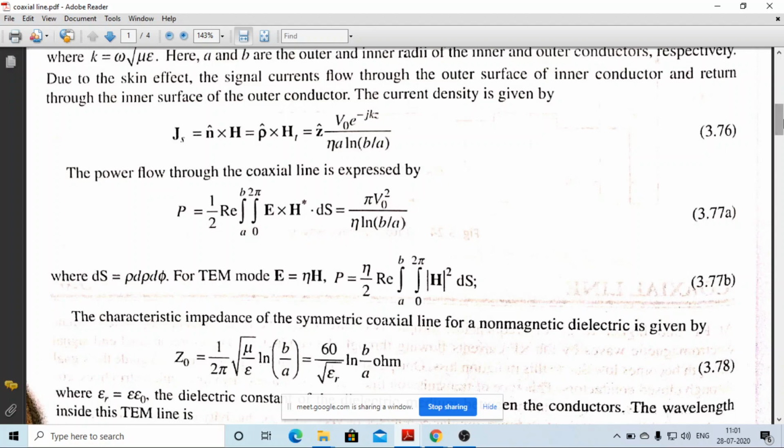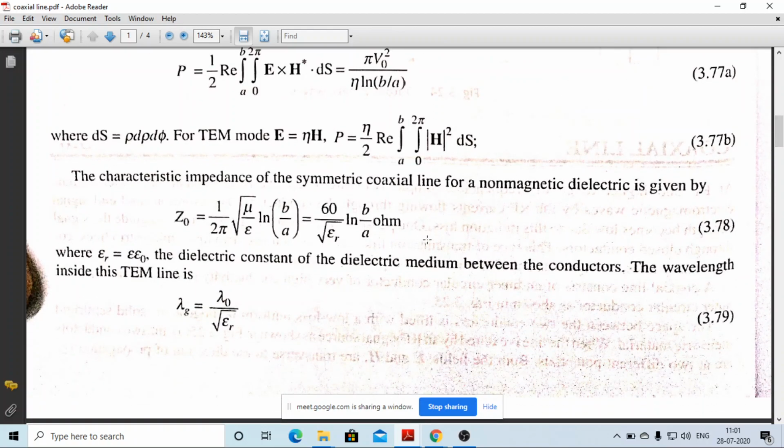The first priority formula is your Z naught, and this formula is 60 divided by epsilon r ln B by A ohm. This is a very good and important formula for the characteristic impedance of the coaxial line. However, when you take the value of mu in terms of mu naught mu r and epsilon in terms of epsilon naught epsilon r, after solving for the coaxial line, it is approximated as 60 divided by square root of epsilon r ln B by A.